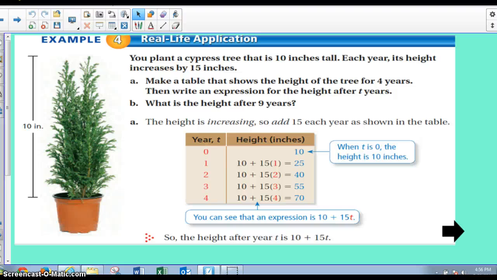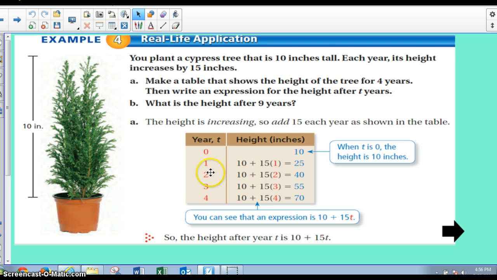Okay, here's the thing. The height is increasing, so you add 15 each year, as shown on the table. So here we go. It started at 10. That's all you have, 10 inches tall. After 1 year, you have 10 inches, and it grows 15 inches. Here you do the 1 year, and it equals 25.